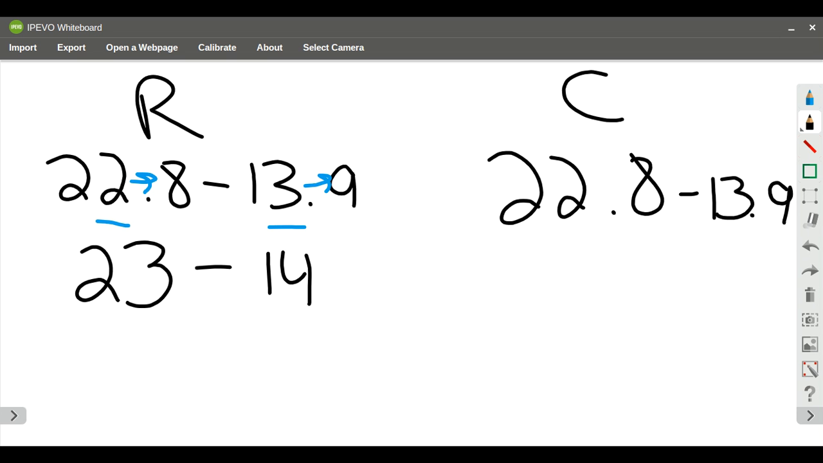So my answer is going to equal 9. So when I round, this little squiggly mark right here means approximately. This just needs to be straight. My answer is going to be approximately 9.